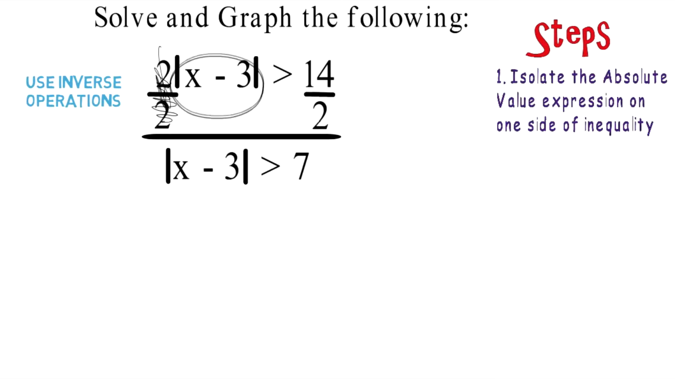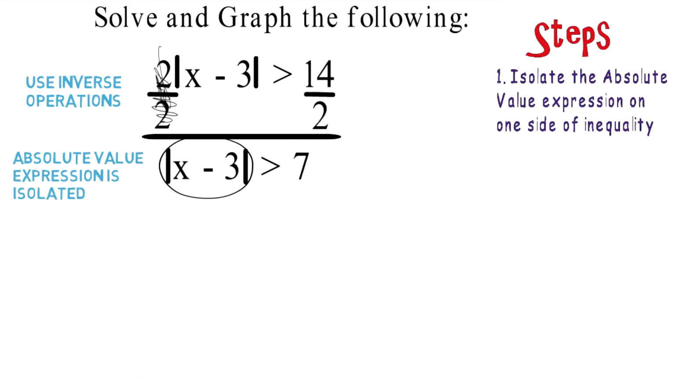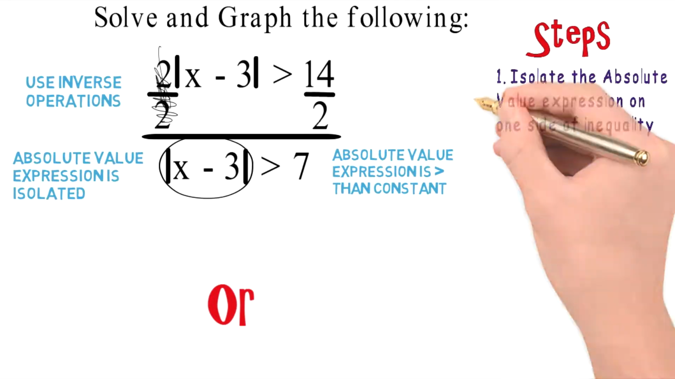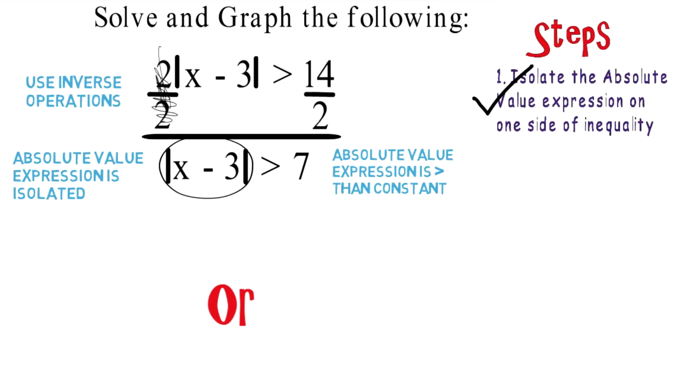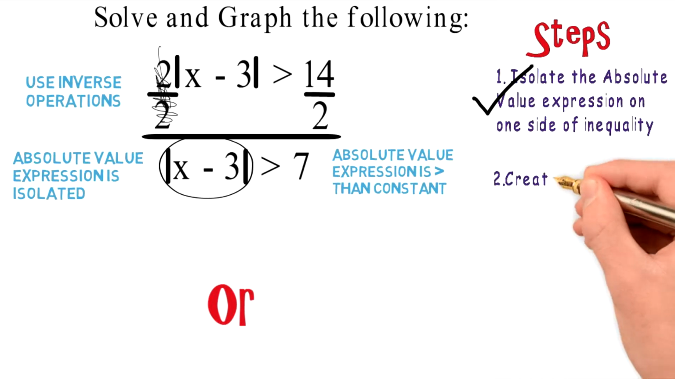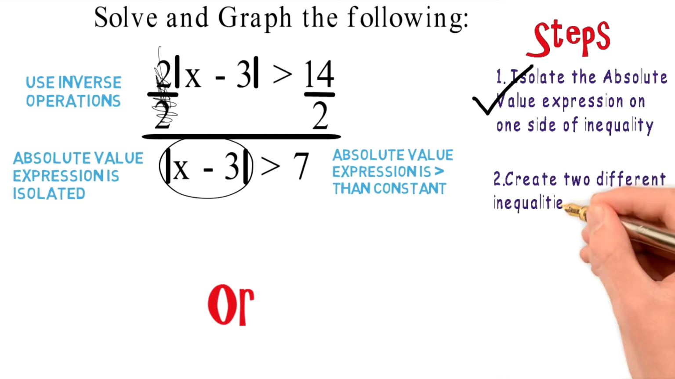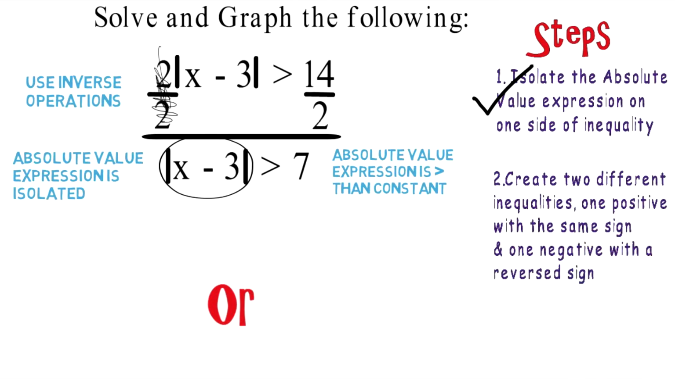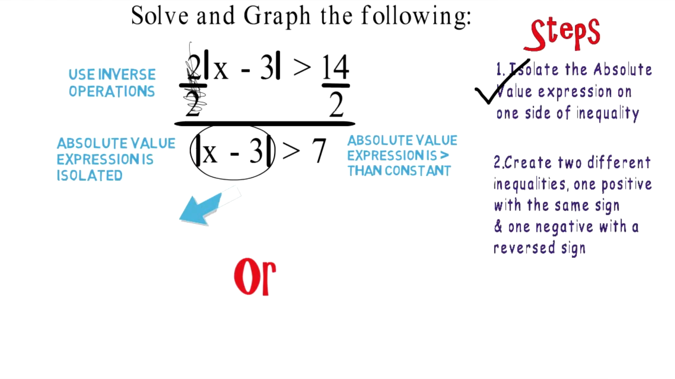And take a look. The absolute value expression is isolated. Also, the absolute value expression is greater than a constant, so we will be looking at an OR type statement. Let's check off the first one and move on to the second step, which is create 2 inequalities, one positive with the same sign and one negative with the reverse sign. So let's get to that.